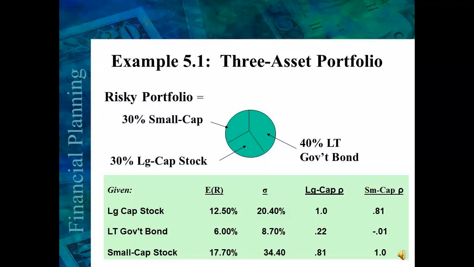The correlation coefficient between the large cap and small cap stocks is 0.81. The correlation coefficient between the large cap stock and long-term government bond is 0.22. And the correlation coefficient between the small cap stock and the long-term government bond is minus 0.01.